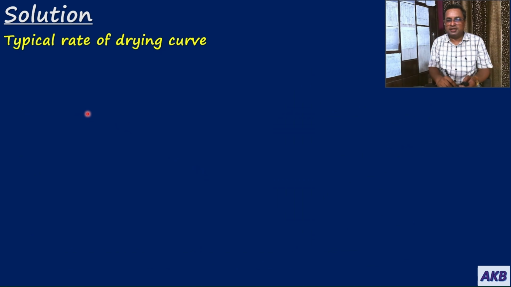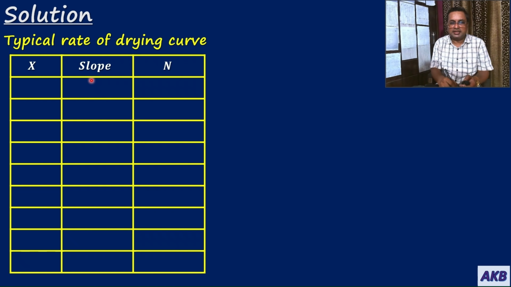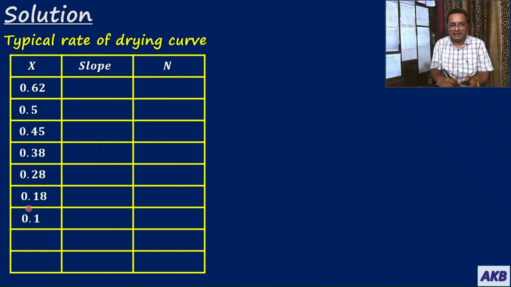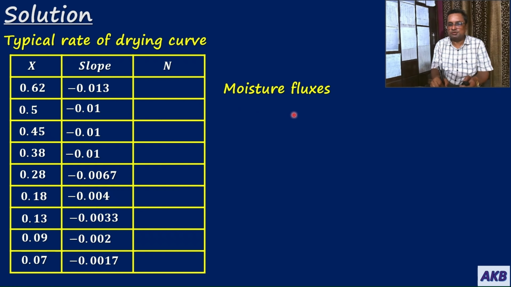Now let us plot the typical rate of drying curve. And for that we first need to find out N, the flux of moisture removal. So we have recorded all the different X values at those random points. Then we have found out the slope of the tangents that were drawn at those random points, and now we are going to find out N for each of the points. So first I will list all the X values, and then we have got the slopes of tangents at these points. Now let us find out N, which is the moisture flux.